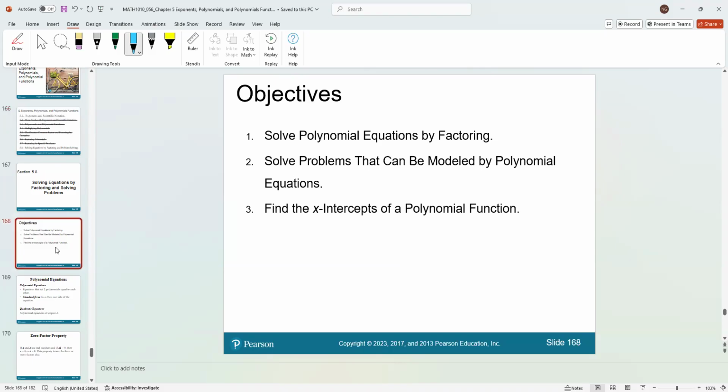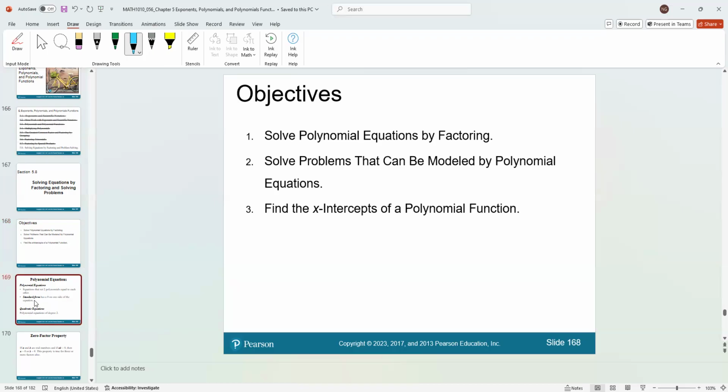The objective for this chapter is mostly to solve polynomial equations by factoring, solve problems that can be modeled by polynomial functions, and find the x-intercepts of polynomial functions. In these sections, your effort to learn factoring starts to pay off. We are going to use factoring to solve polynomial equations, which in turn helps us solve problems that can be modeled by polynomial functions and helps us sketch the graph of polynomial functions.